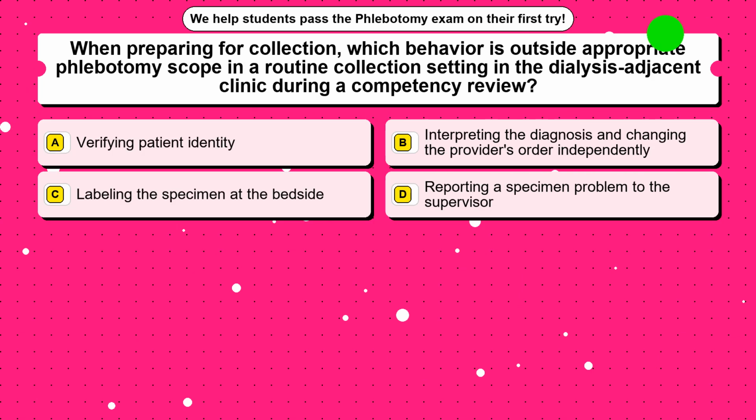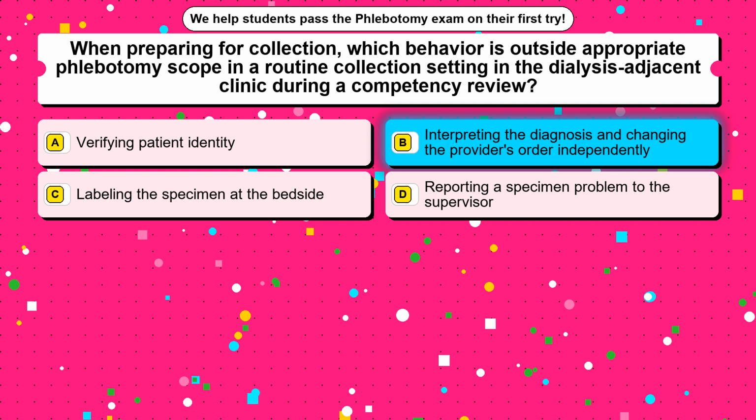Question 93. When preparing for collection, which behavior is outside appropriate phlebotomy scope in a routine collection setting in the dialysis adjacent clinic during a competency review? Option A, verifying patient identity. Option B. Interpreting the diagnosis and changing the provider's order independently. Option C. Labeling the specimen at the bedside. Option D. Reporting a specimen problem to the supervisor.